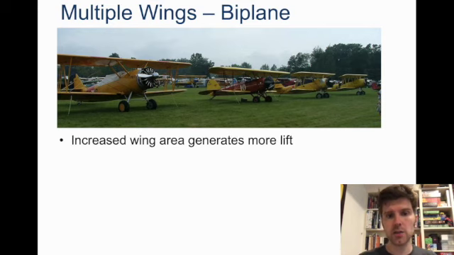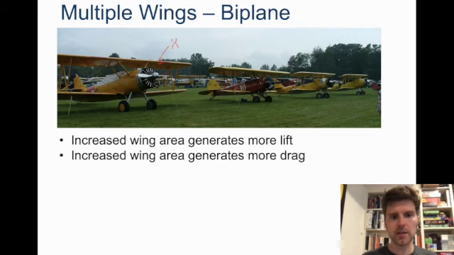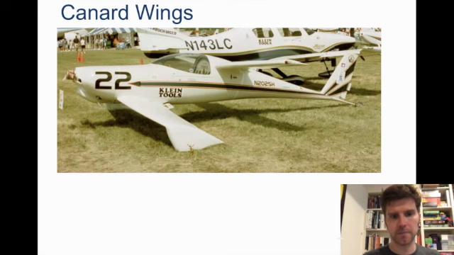Why did we do this? Well, basically the engines were really bad back in the day. They didn't have strong enough engines to reliably get off the ground with just one wing, so they thought 2 wings, more lift, double the lift. The problem is you also get a lot more drag, not just from the wing area, but all of these struts and cables and stuff that have to bind the wings together. So you don't really see many biplanes these days.